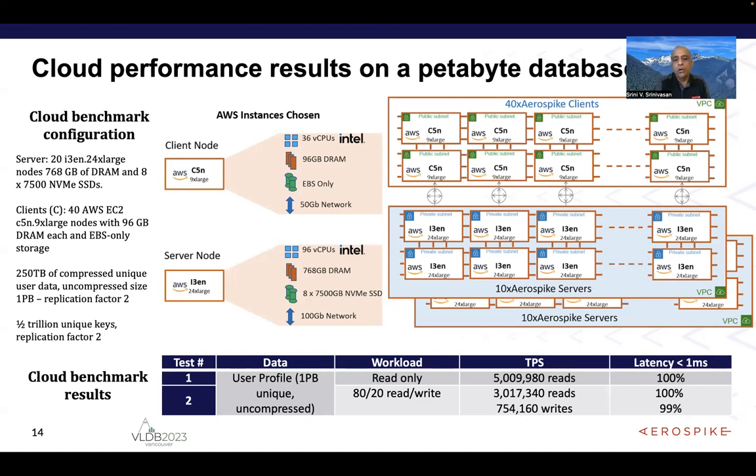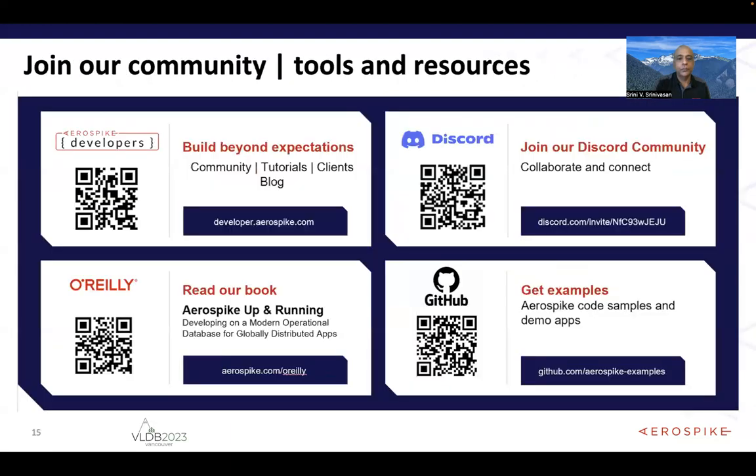When we pushed a workload in here, we were able to deliver about 5 million reads per second, with 100% of those reads less than 1 millisecond in latency. With an 80-20 read-write load, we're able to deliver 3 million reads per second with 100% of the reads less than 1 millisecond in latency, and 754K writes, 99% of which are less than a millisecond. So you can see the ability of the system to deliver very high throughput and very low latency is fairly impressive on small cluster sizes.